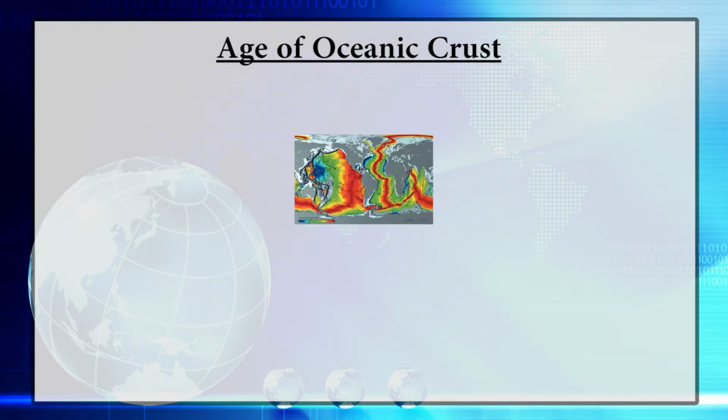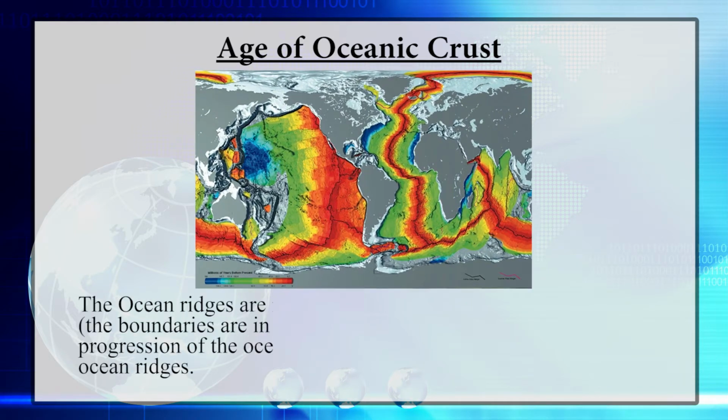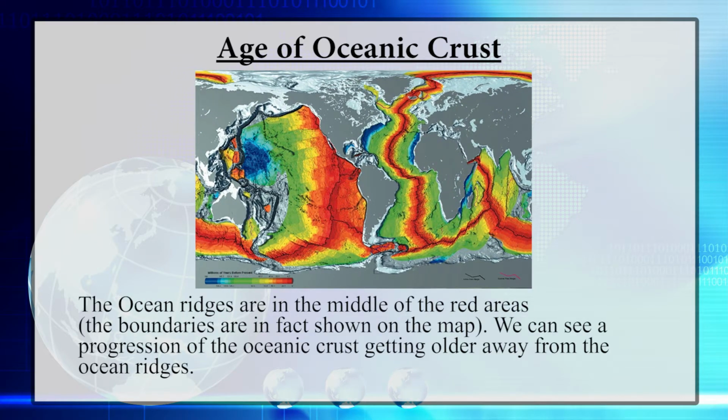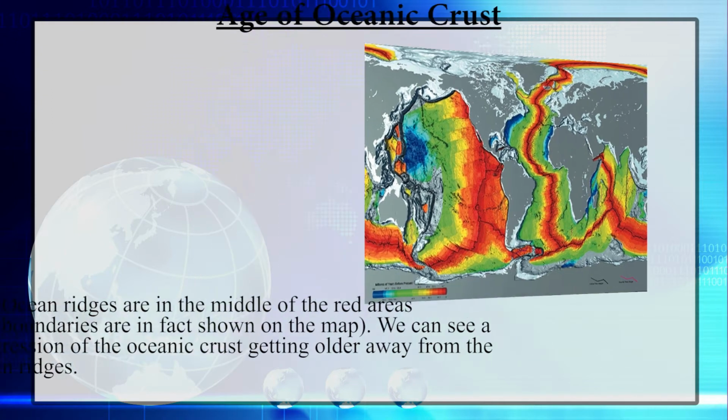The oceanic ridges are actually shown in a particular map. You can see from the map the progression of the oceanic crust getting older away from the oceanic ridge. From that point of view, we can say that the oceanic ridge is the younger one and the rocks away from the oceanic ridge are older than the oceanic ridge.